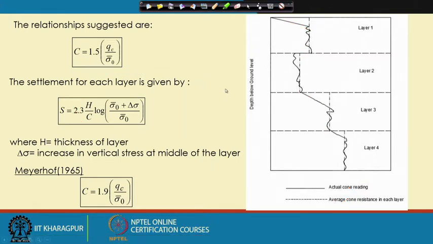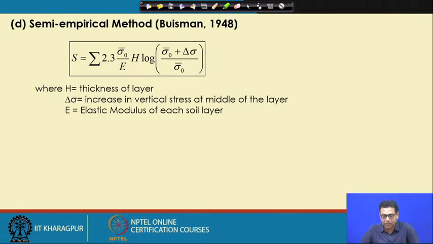And then the next one is the semi empirical method. This is provided by Buisman 1948, where it is similar to the previous SCPT method. The difference is that here it is sigma 0 divided by E, whereas initially it was C. H is the thickness of each layer, delta sigma is the increase in vertical stress at the middle of each layer due to the application of the external load, E is the elastic modulus of each layer, and sigma 0 bar as usual is the initial effective overburden pressure.